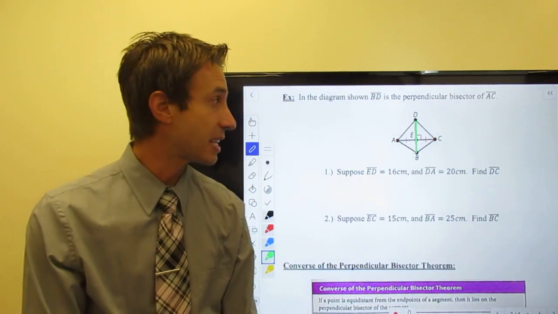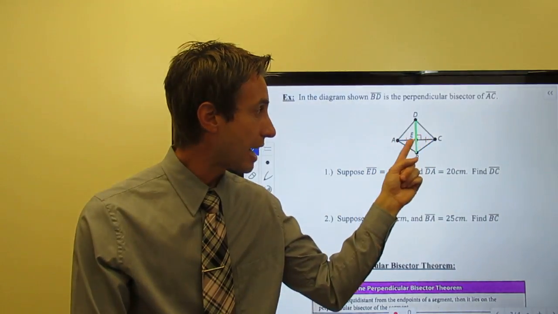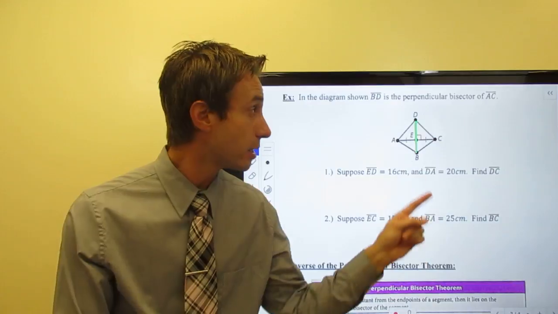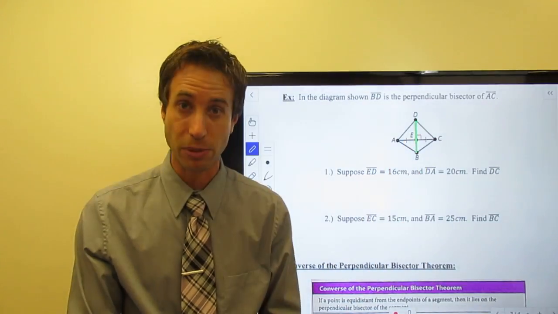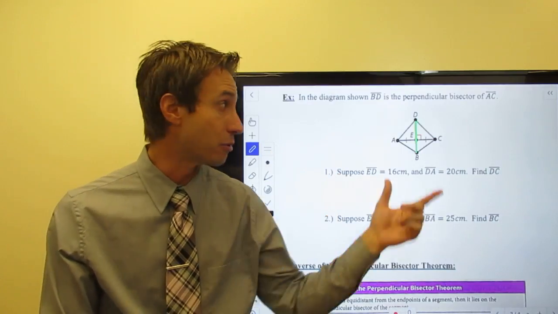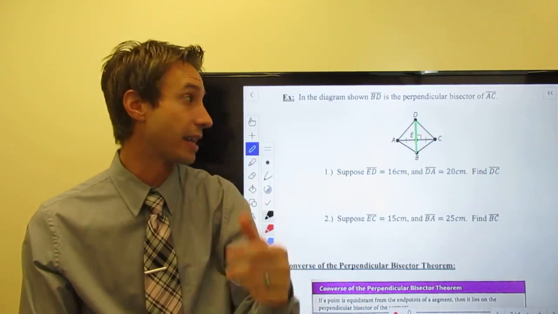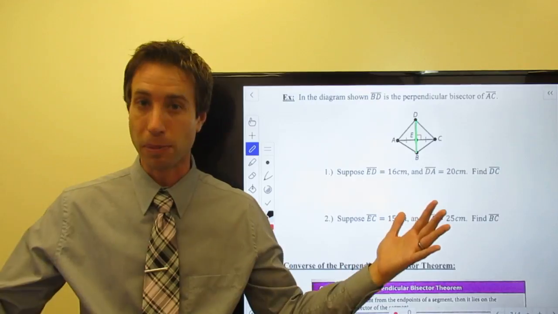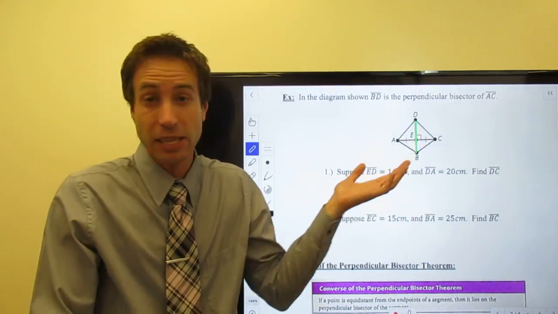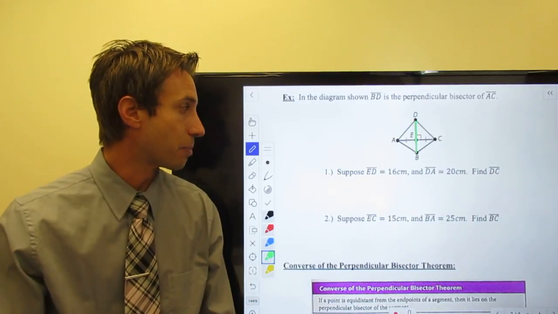You could tell that from the diagram. Look, the little hash marks tell you those two segments are congruent and you've got the little right angle symbol in there. So I wouldn't even have to tell you that. I give it to you in the diagram. You should be able to look at the diagram and be like, oh, look at that. BD, it's a perpendicular bisector. Splits it into two equal segments and it's perpendicular. It's 90 degrees. So it's a perpendicular bisector.